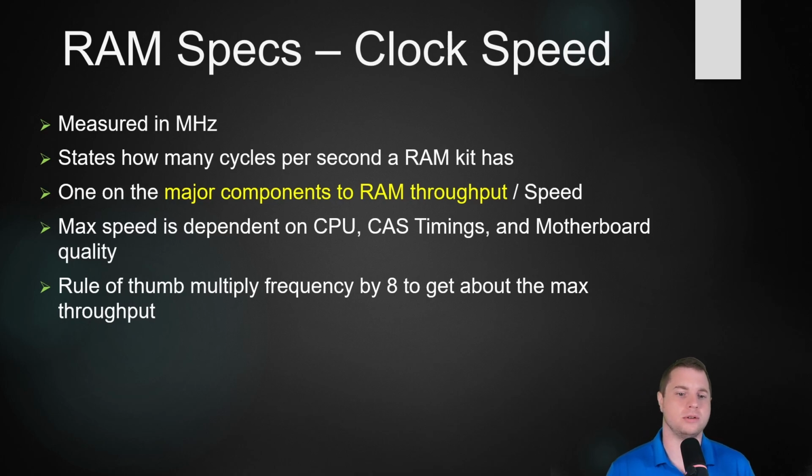Okay, major components to RAM throughput are clock speed and CAS latency timings. And we'll get into that in just a second. Max speed is dependent on the CPU, CAS timings, and motherboard quality as well. Those are secondary factors. If you have a particularly slow CPU, it is possible to limit the throughput on your RAM kit. Rule of thumb, typically, multiply the frequency by 8 to get the max throughput. Obviously, this is not going to be hyper precise, but for your level, a pretty good rule of thumb.